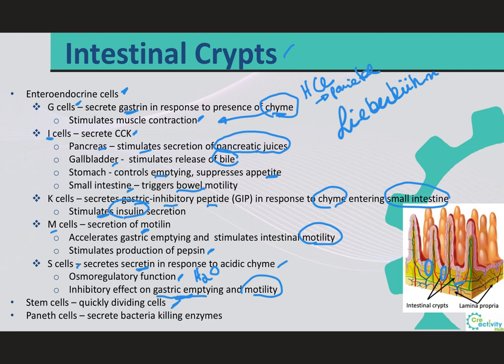And the last type of cells that we find in these crypts are the Paneth cells. And these are epithelial cells that secrete certain enzymes that will actually destroy certain bacteria, and they may help to determine which kinds of bacteria will live in the intestinal lumen. So let's cover them in a little bit more detail in the next slide.